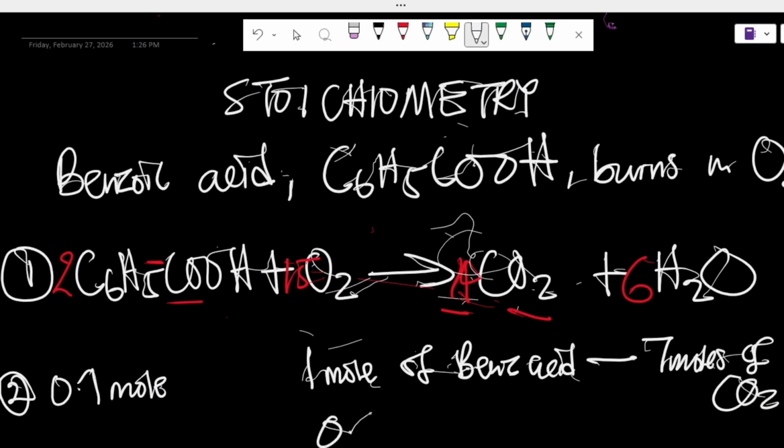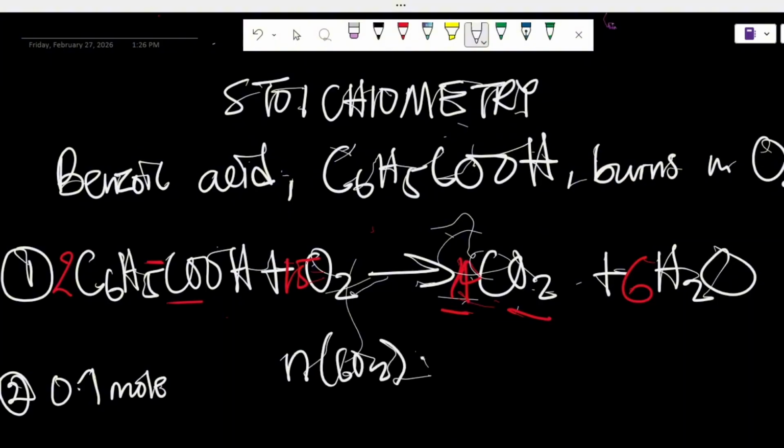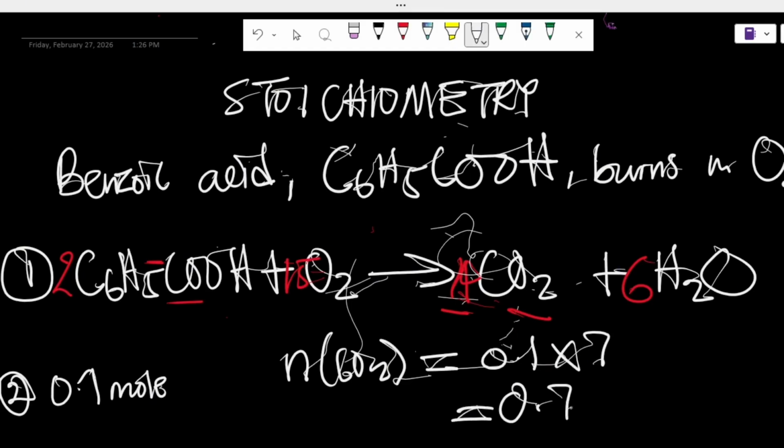Then here we have 0.1 moles of benzoic acid. How many moles is it going to give us? So we have X. So in this case, 0.1 times 7 is going to give us the number of moles of carbon dioxide produced. The number of moles of carbon dioxide will be 0.1 times 7, which is actually 0.7 moles of carbon dioxide.